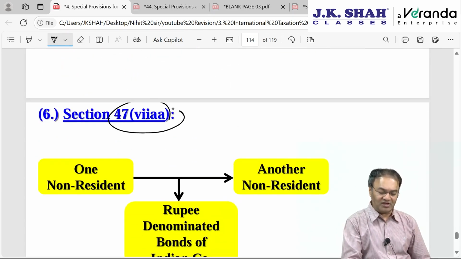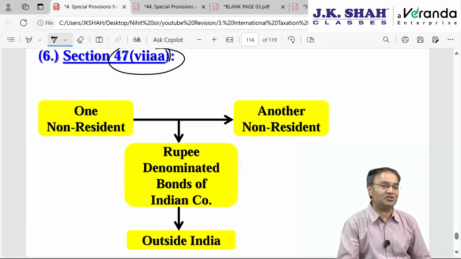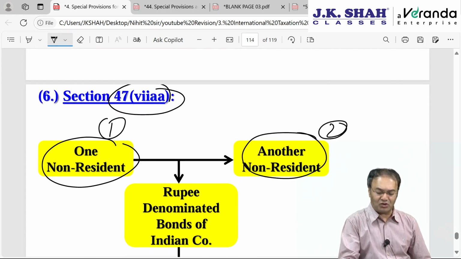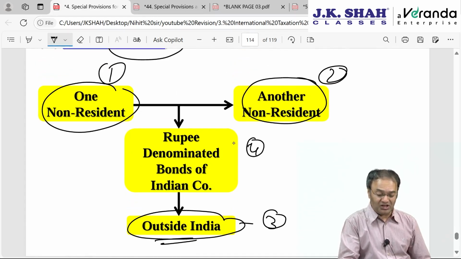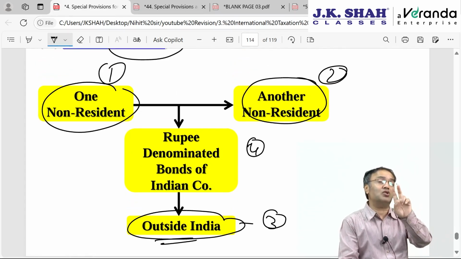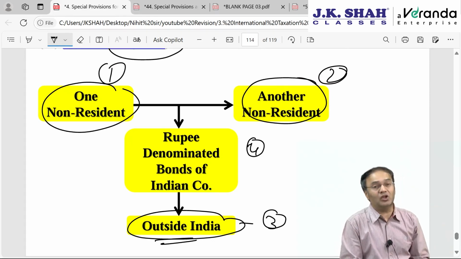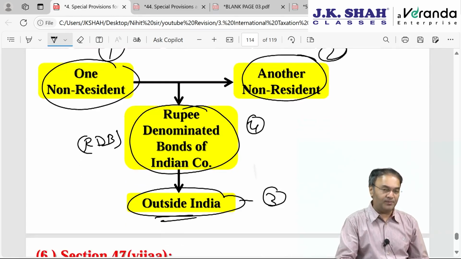Okay, 47 7AA. Here also same thing, the asset gets changed, remaining three conditions are the same. Condition 1, seller is a non-resident. Condition 2, buyer is a non-resident. Condition number 3, transaction takes place outside India. But the fourth condition, the asset, is changed. Earlier the asset was bonds or GDRs of an Indian company referred to in section 115AC. Now this time it is rupee denominated bonds of an Indian company, RDB, which is also called masala bonds.